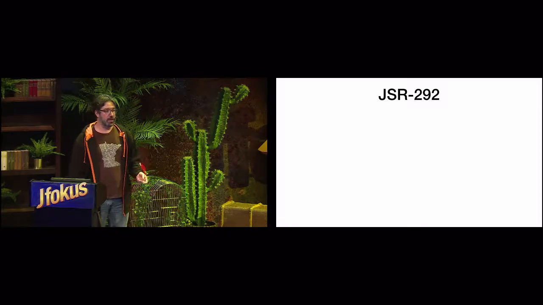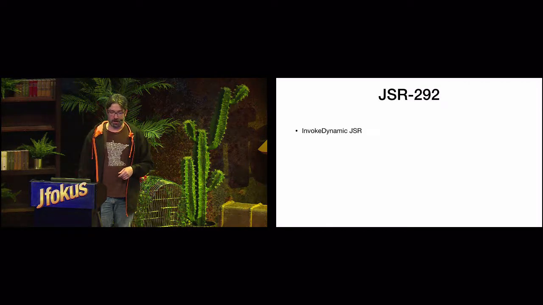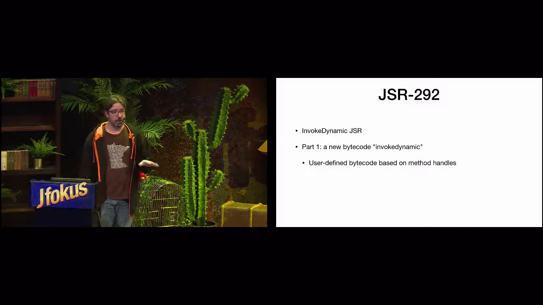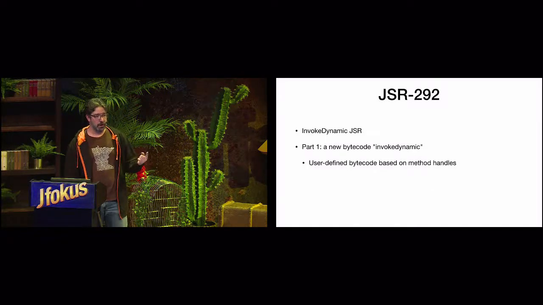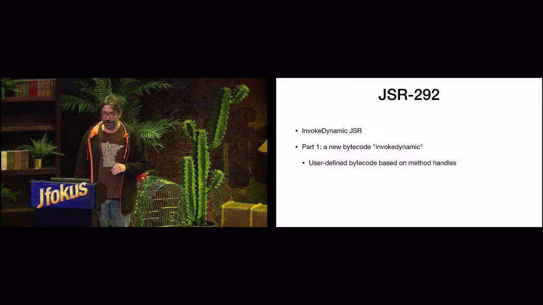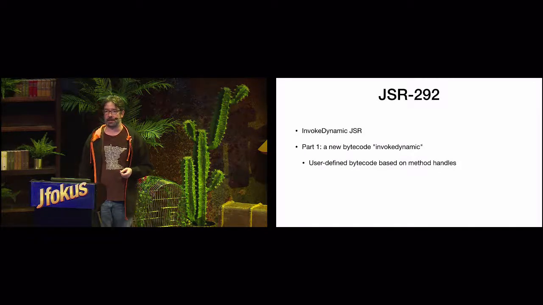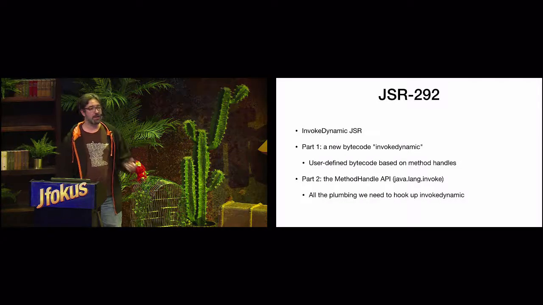So we returned to JSR 292, and a bunch of folks at Sun and folks from various language projects got together, and we got the Invoke Dynamic JSR going again. So there were two parts to this JSR. Part one was a new bytecode added to the JVM for the first time. This essentially allowed you a way to reprogram the JVM, to give it a new way of doing invocation based on your own language. Part two is the MethodHandle API.